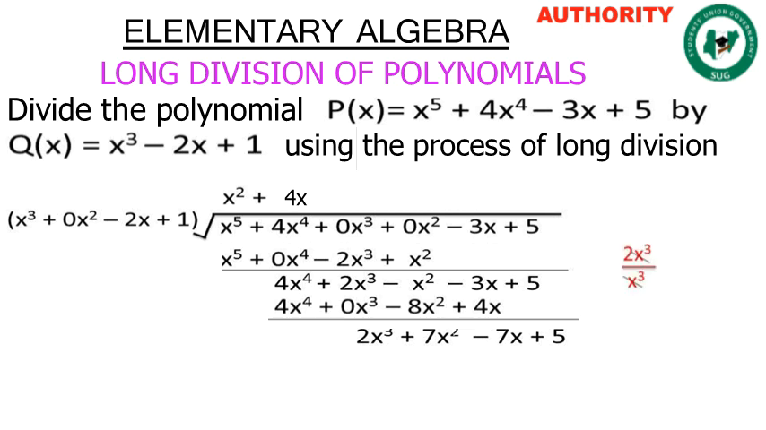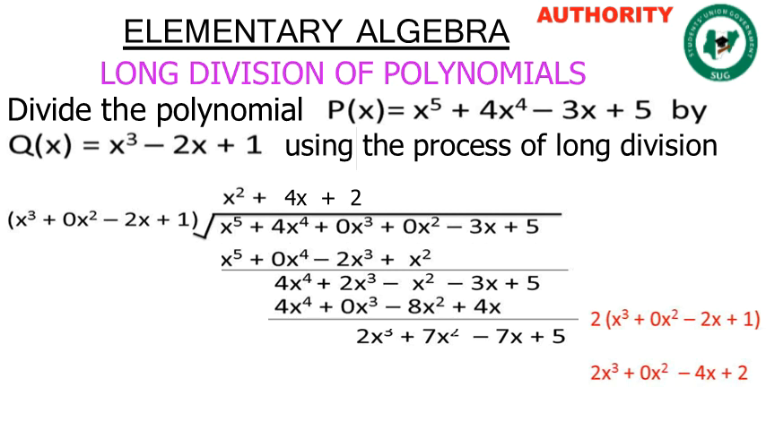2x cubed divided by x cubed gives us what? 2. The x cubed in the denominator cancels the x cubed in the numerator, so we are left with 2. So we have in our quotient above plus 2. This 2 we also multiply by our divisor. 2 multiplied by x cubed gives us 2x cubed.